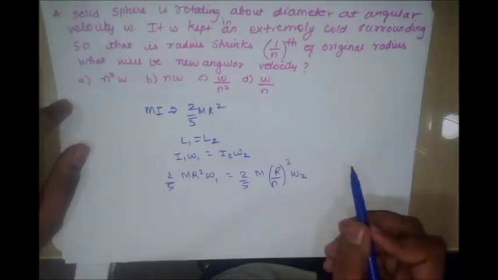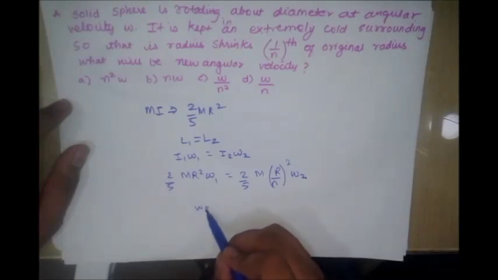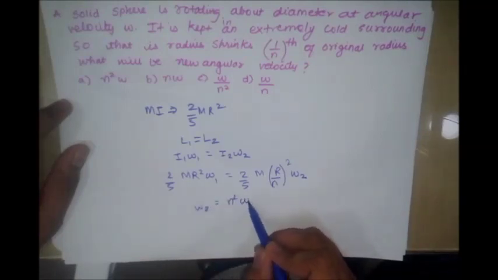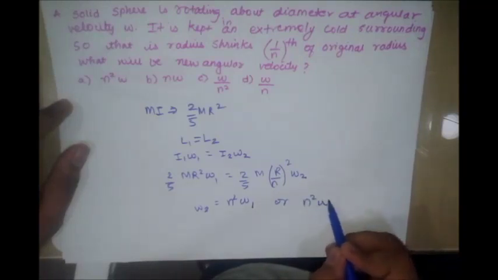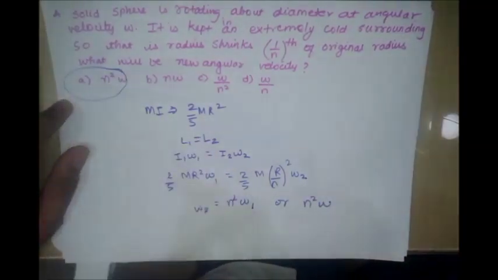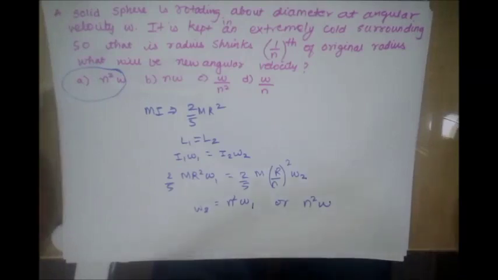As we know, R2 is equal to r by n. So omega 2 is equal to n square omega 1, or n square omega. So option A, n square omega, is the correct answer.